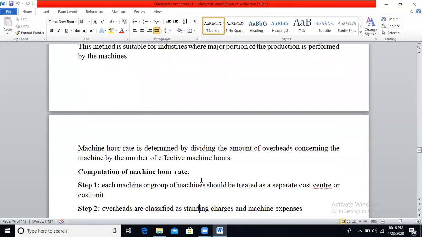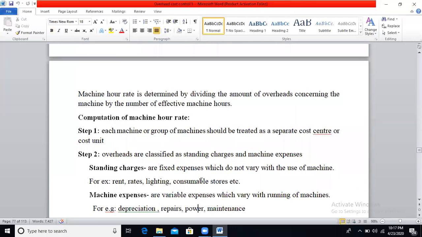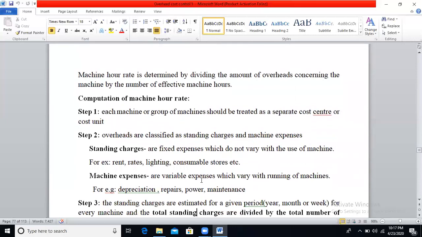We need to follow some steps for computation of machine hour rate. So machine hour rate is determined by dividing the amount of overheads concerning the machine by the number of effective machine hours. So you have to calculate the overhead rate, that is overhead is equal to amount of overhead divided by effective machine hours. So there are some steps you have to follow for the computation of machine hour rate.